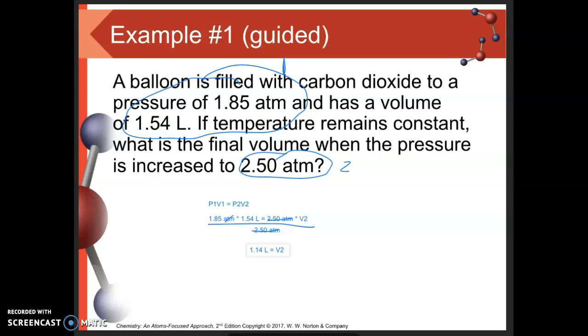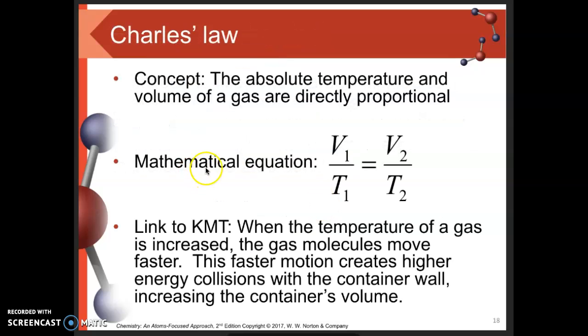Let's take a look at another gas law, another relationship. This one's called Charles' Law. Now, Charles' Law tells us that the absolute temperature and volume of a gas are directly proportional. And again, there's a proviso here. There's a caveat. At constant pressure, and again, amount of gas also held constant. The other thing that we need to look at here is it's talking about absolute temperature. Absolute temperature means we have to use degrees Kelvin. I can't use Celsius or Fahrenheit here. I have to use Kelvin.